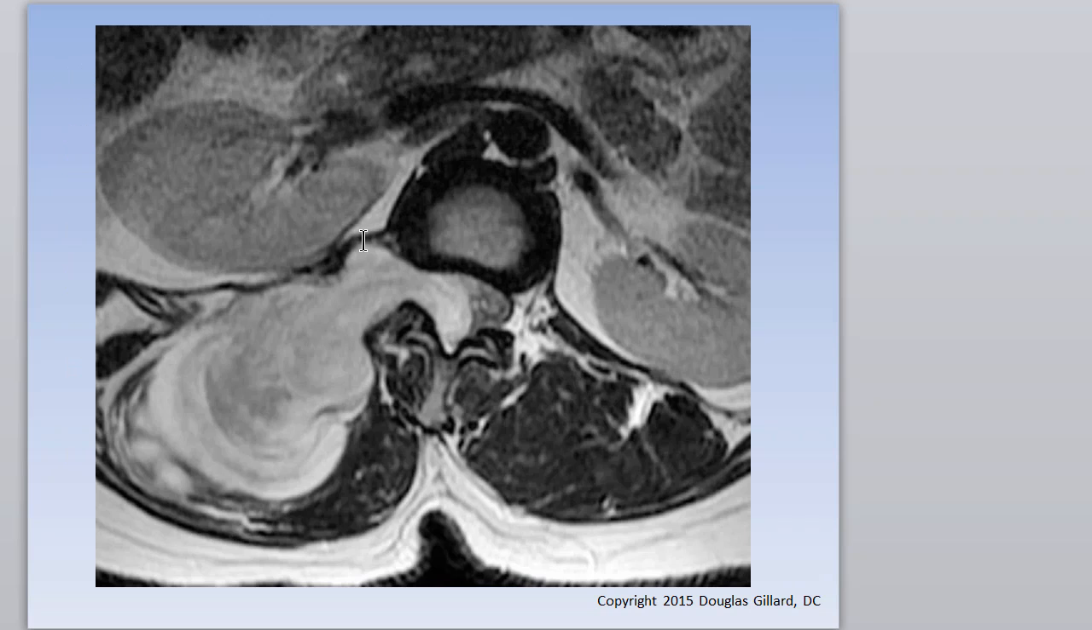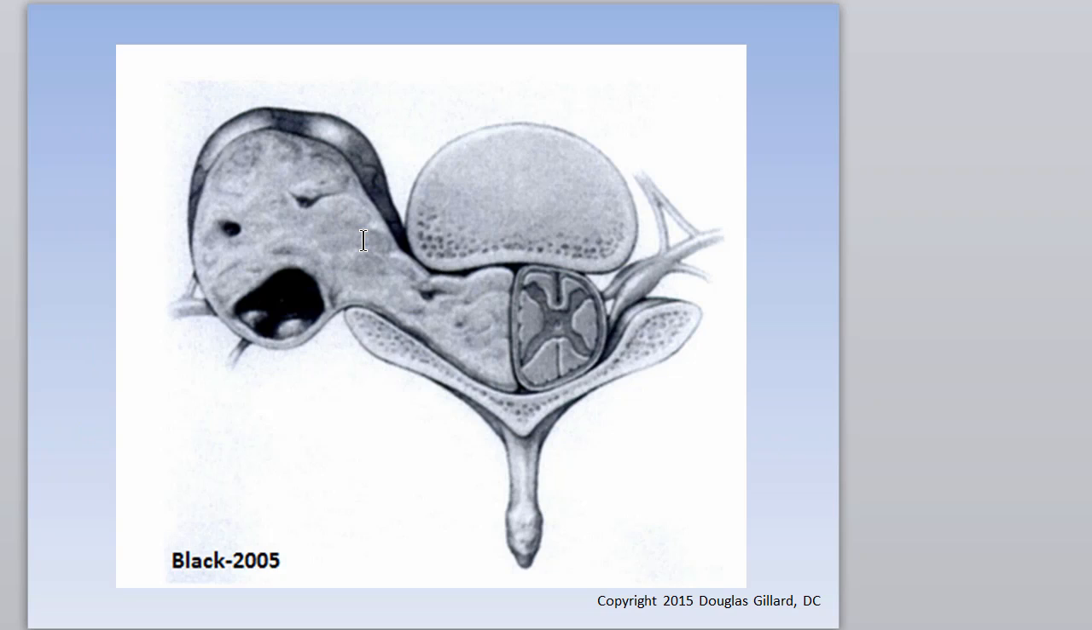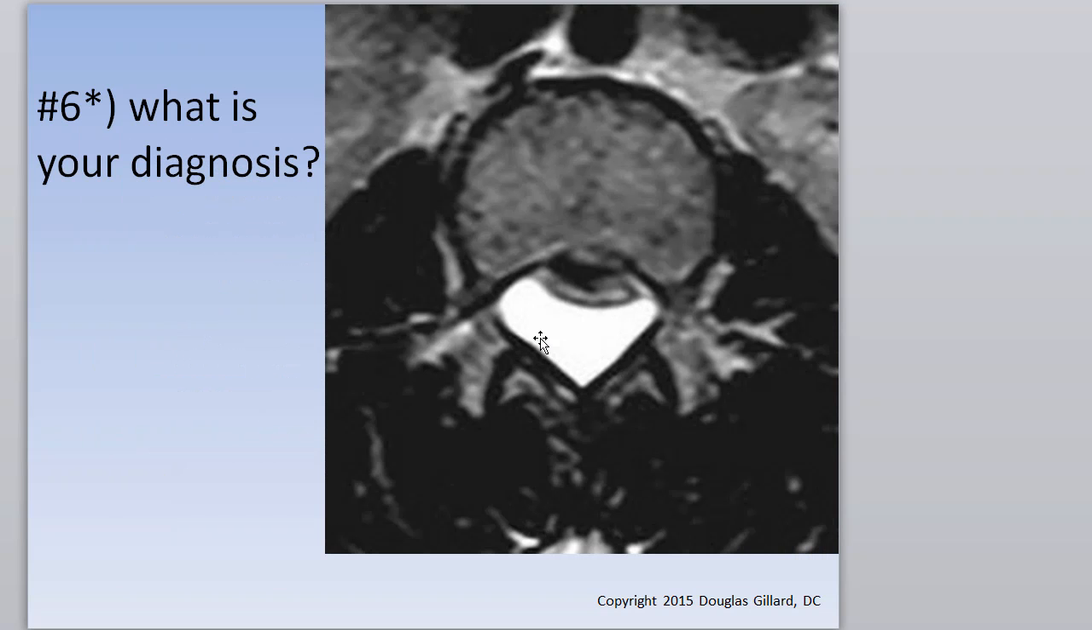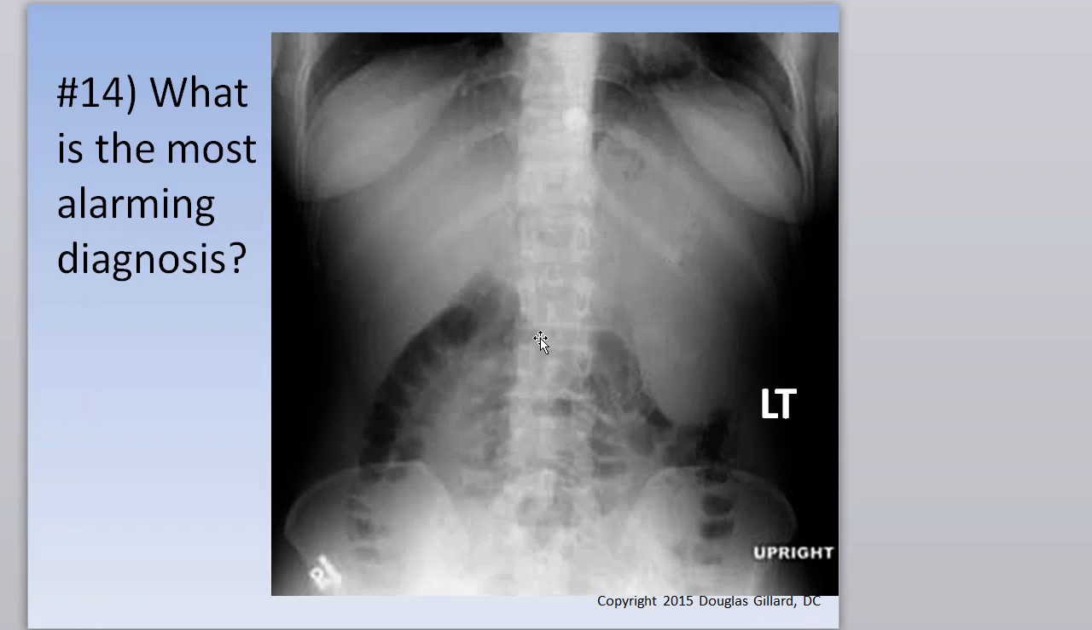We saw these already. It's a nice picture of it there from Black 2005. I think I showed that in class. That's a dumbbell tumor. See how it squishes? It's not intramedullary, it's extramedullary, extradural, on top of the surface of the dura. Kind of a neat picture. Yeah, you should know this, right?